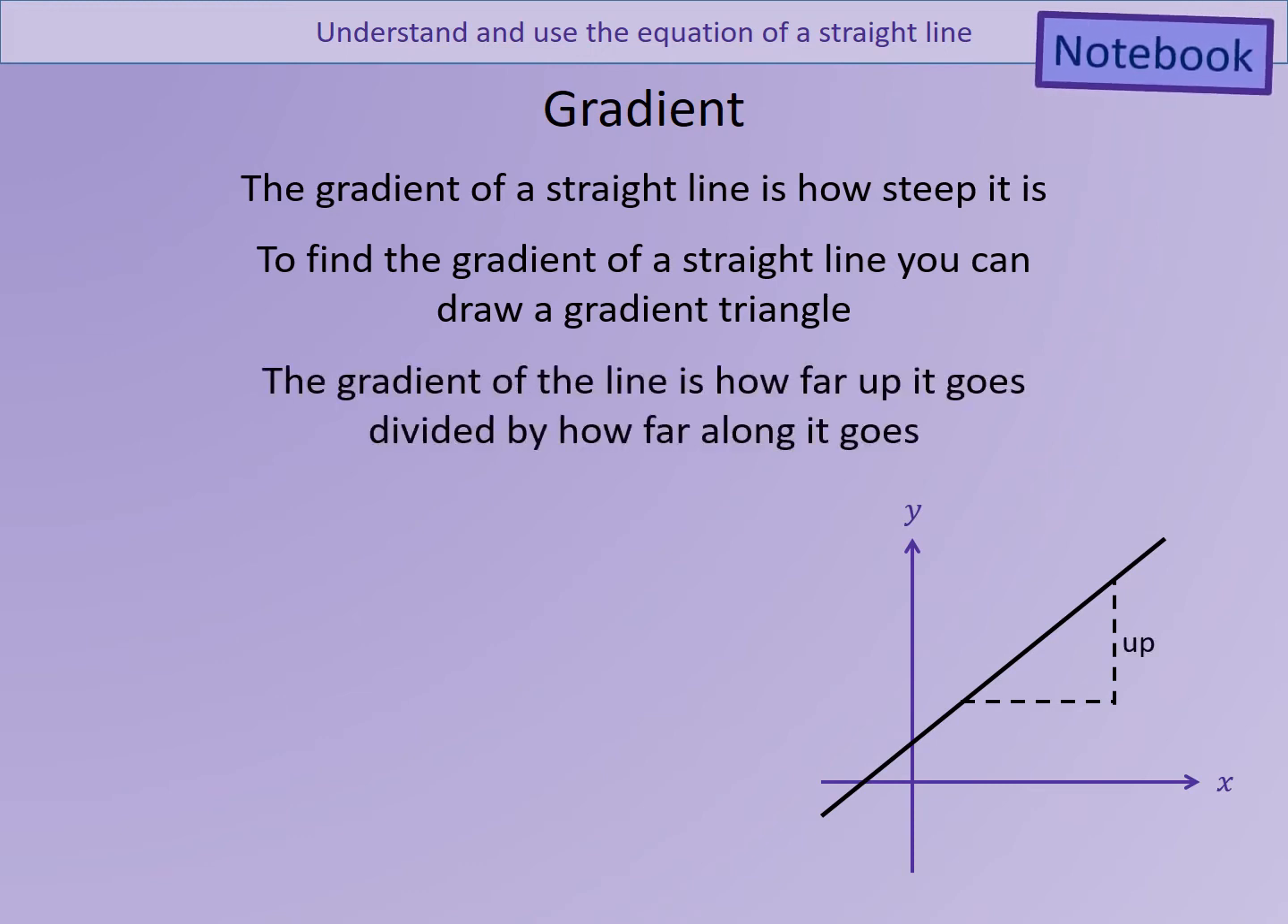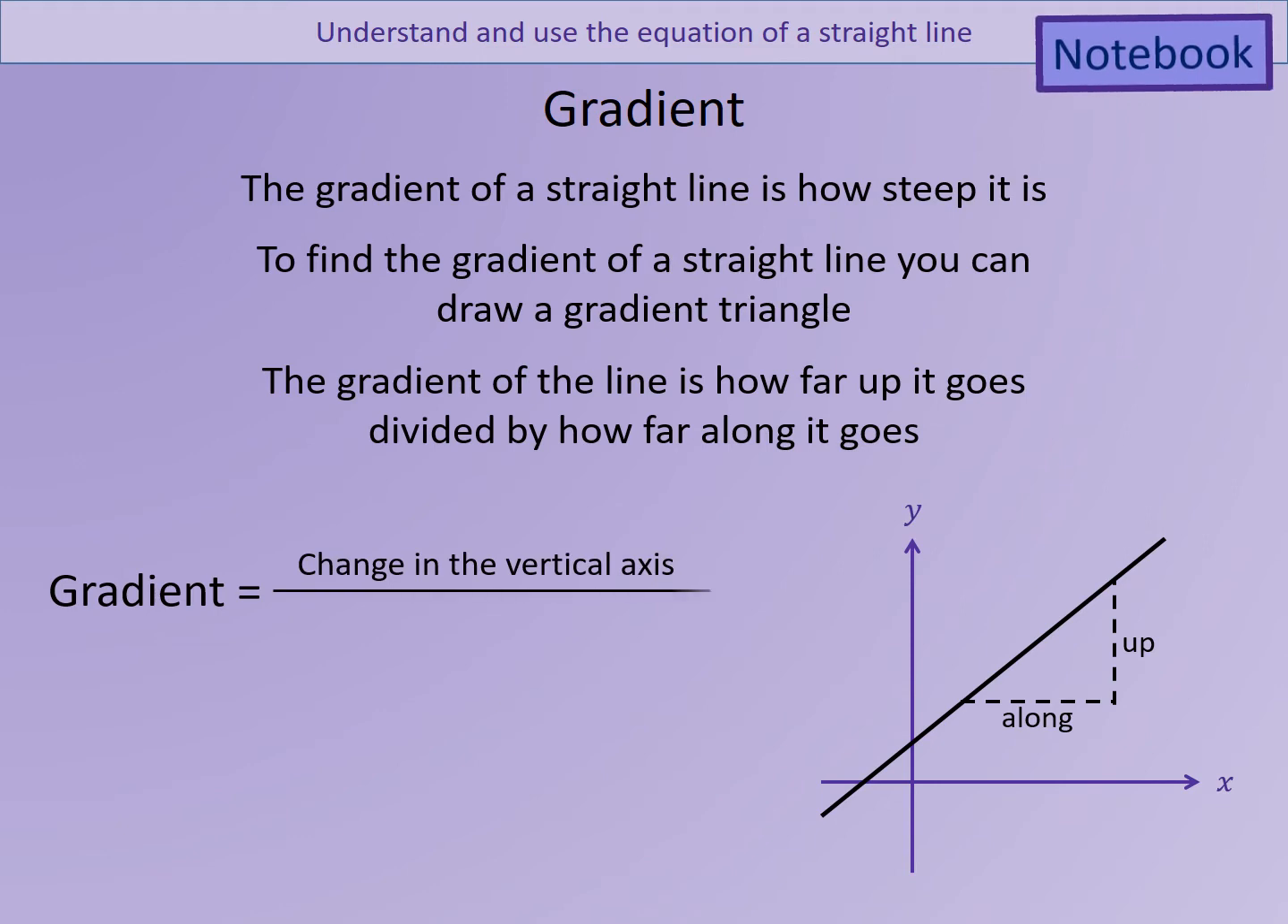And we would measure how far up and how far along, sometimes called rise and run, sometimes called difference in y and difference in x. However you've been taught at school, I'm fine for you to go along with that. And then to work out the gradient, we divide the change in the vertical axis by the change in the horizontal axis. Rise divided by run, up divided by along.